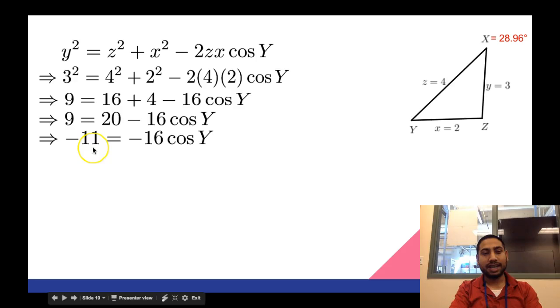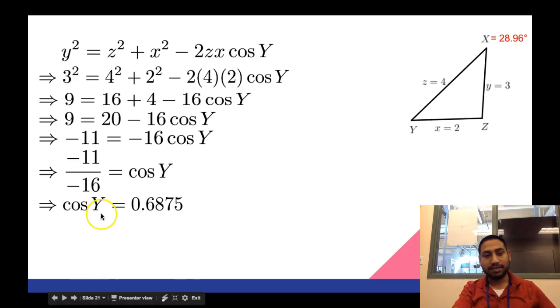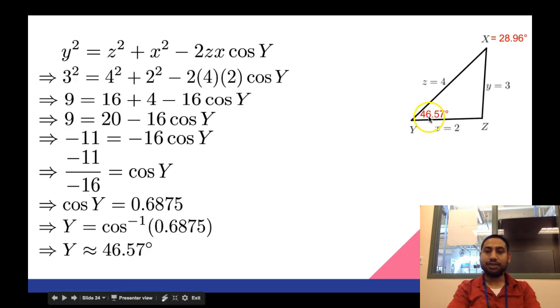Subtract 20 from both sides. That will give you negative 11 equals negative 16 cosine of y. Divide both sides by negative 16 and use your calculator. That will give you cosine of y equals 0.6875. Find the inverse cosine, and that will give you the value of y. So we're going to write it here, 46.57 degrees for y.